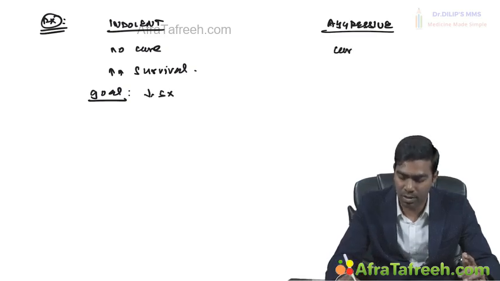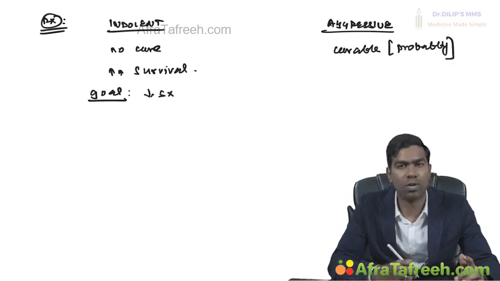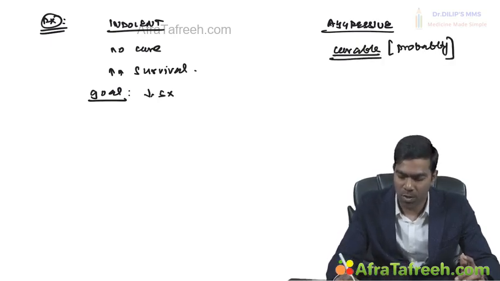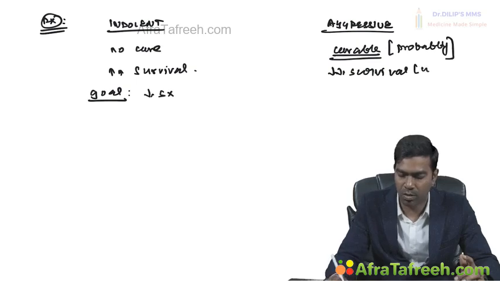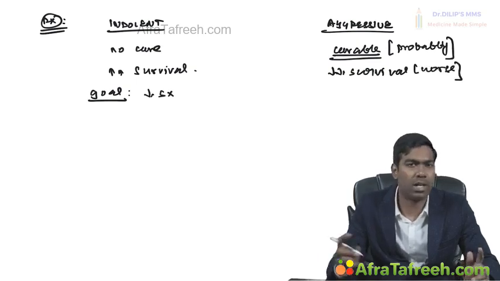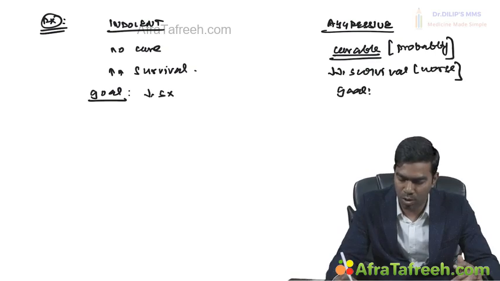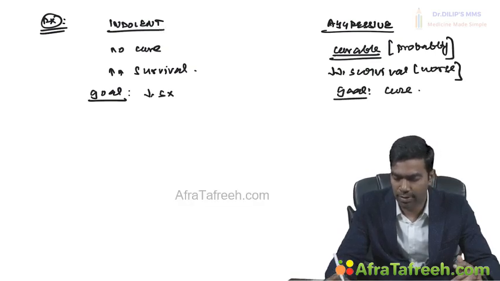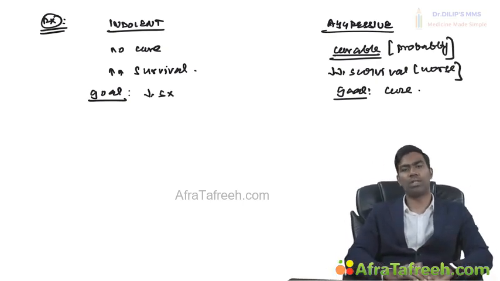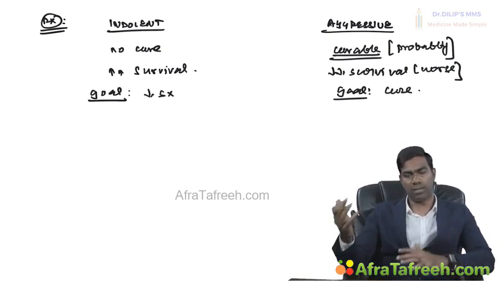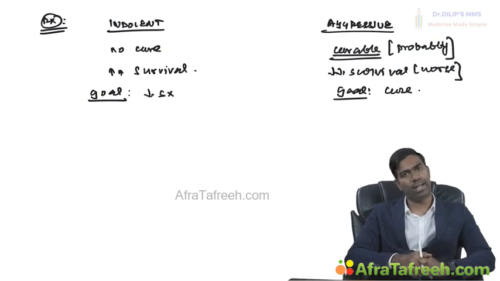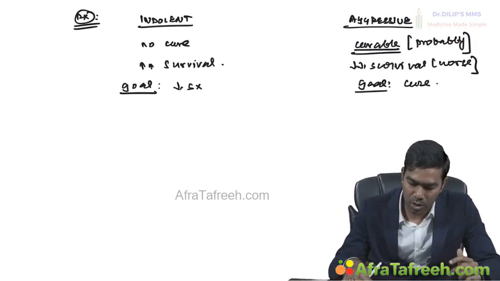Aggressive lymphomas are curable actually. Probably not all, but probably curable. It might be cured, but overall they have less median survival and worse prognosis compared to indolent, but the chance of cure is more. At the same time, the goal for aggressive lymphomas is cure. The goal is not just to reduce the symptoms, the goal is actually to cure the disease. This is the basic difference between treating an aggressive NHL and an indolent NHL. So let us see now what treatment options you have.